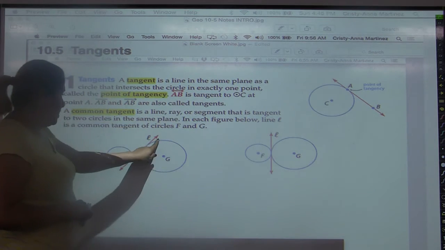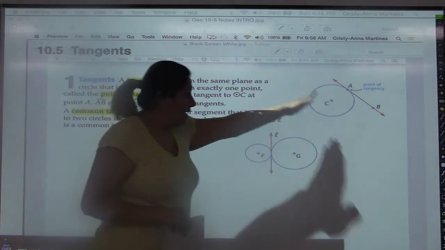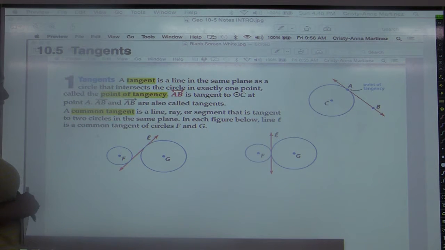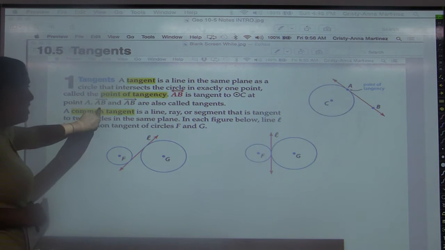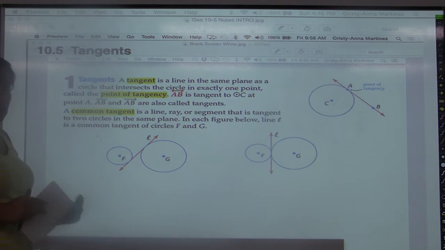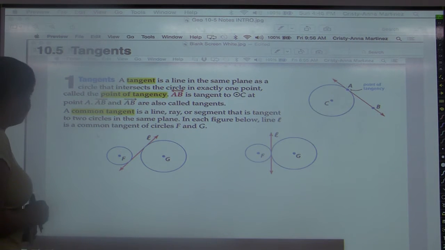Line AB, which is over here in this diagram, the red tangent line there, is tangent to circle C at point A. So point A would be what we would call the point of tangency. Segments AB and ray AB are also called tangents. So the tangent doesn't have to be a line, it could be a segment or a ray.